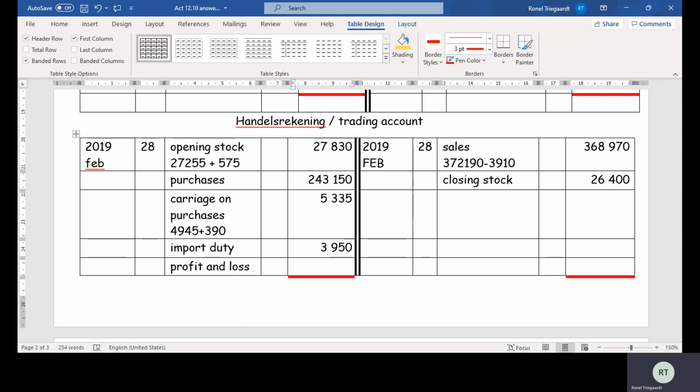Activity 12.1. Just number 1. You need to do the purchases account and the trading account. That's all. Activity 12.11 on page 455, just the next page. You just need to do purchases and the trading account. That's all.